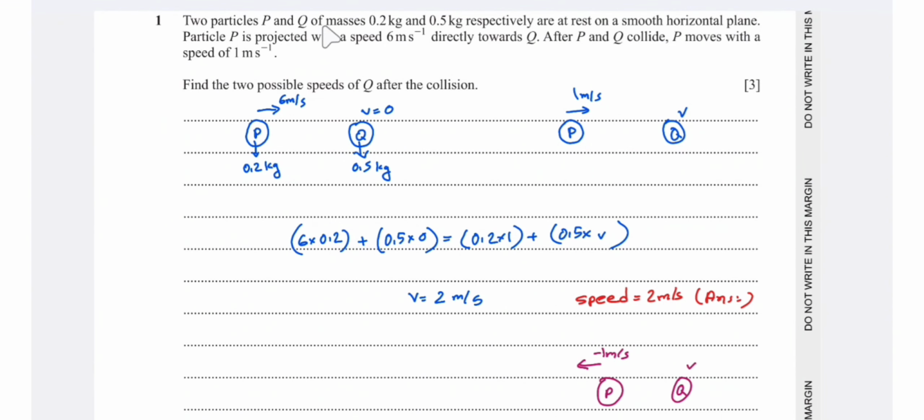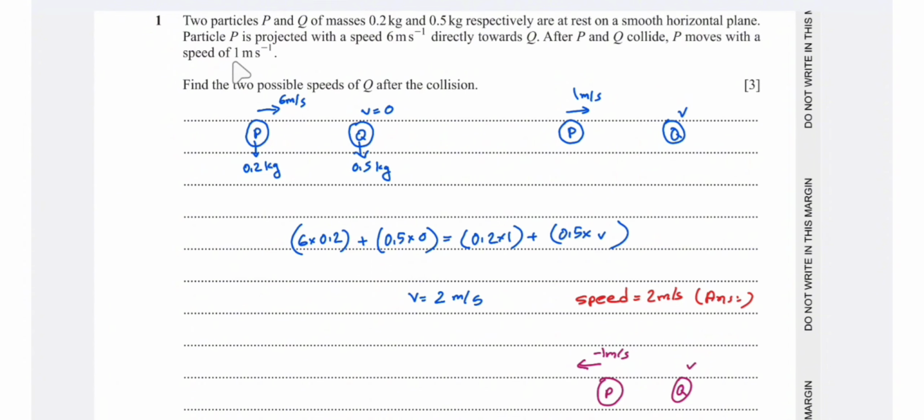Question number 1. Two particles P and Q of mass 0.2 kg and 0.5 kg respectively are at rest on a smooth horizontal plane. P is projected with a speed of 6 meters per second directly towards Q, and Q is at rest. After P and Q collide, P moves with a speed of 1 meter per second. Find the two possible speeds of Q after collision.